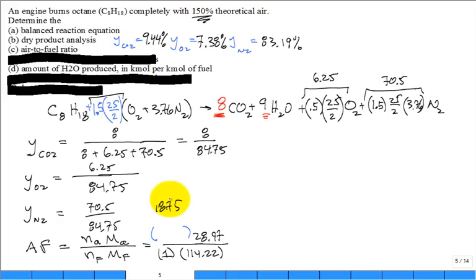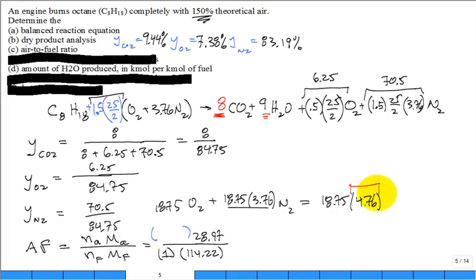So basically, I need to bring in 18.75 kilomoles of O2. How many kilomoles of N2 do I also bring with it to get in the 18.75? The 18.75 times 3.76. So really what I'm doing is I'm bringing in 18.75 times 4.76 kilomoles of air. And most people will leave out the 4.76. Is that what you left out? Yeah. You left out the 4.76.